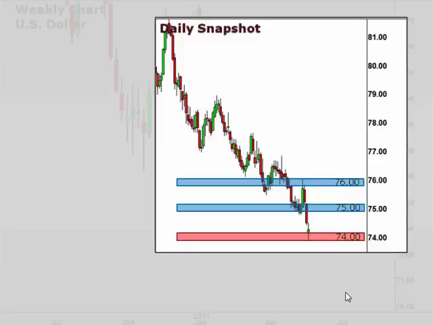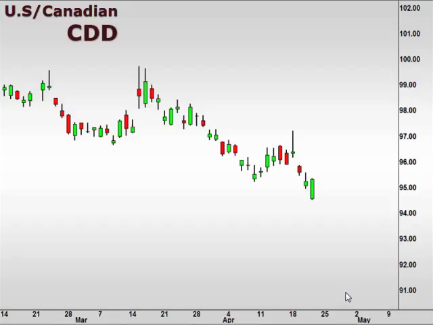Let's take a quick look at a daily snapshot. The daily chart reflects last Friday's test of 74. This level should act as a short-term support this week. However, until we see a break back above 75, once again, the trend remains to the downside for the dollar index.